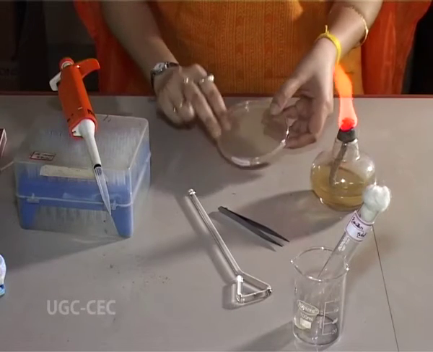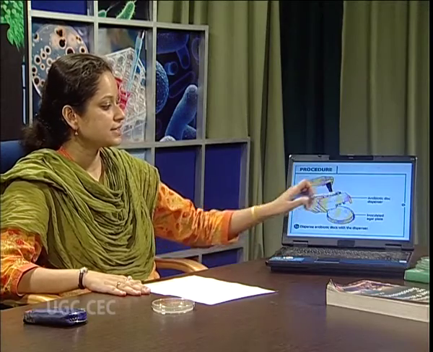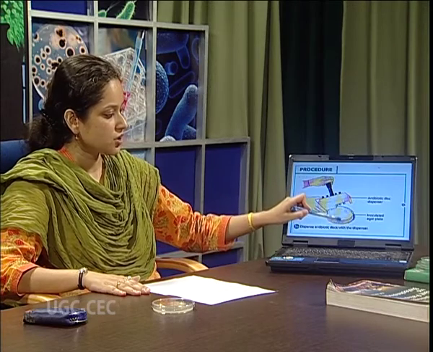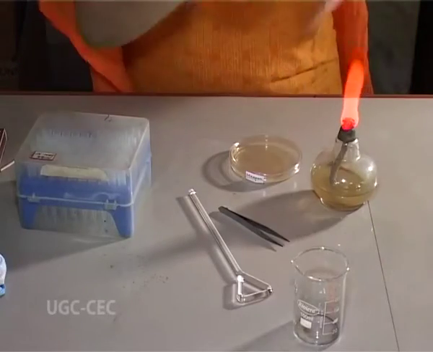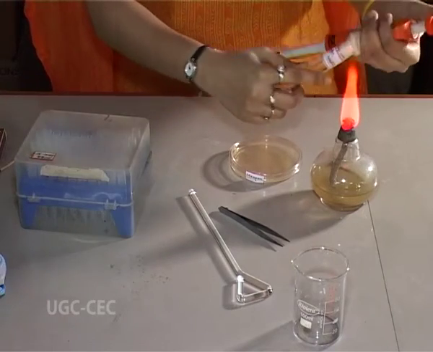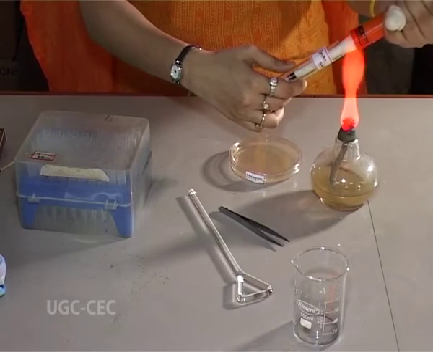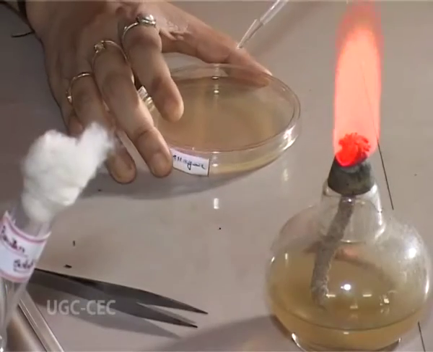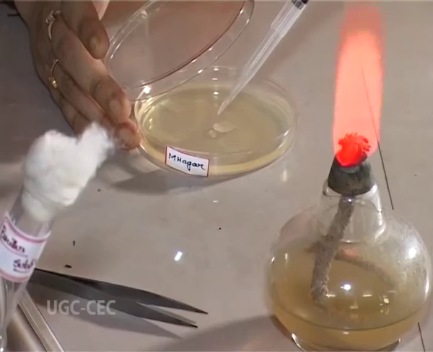We first take a Petri plate like I have it over here, and then with the help of an antibiotic disc dispenser, we dispense the antibiotics on the surface of the agar plate. Now, before we dispense the antibiotics on the surface of the agar plate, we first need to inoculate the bacteria, the pure culture of bacteria, against which we want to perform the antibiotic resistance test. We spread the bacterial inoculum of the pure culture on the surface of the agar plate.